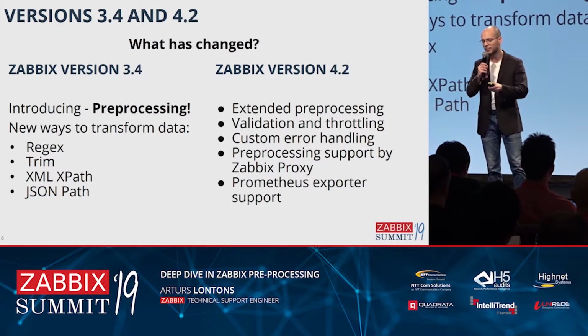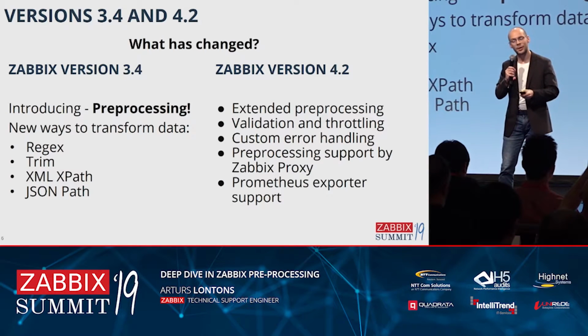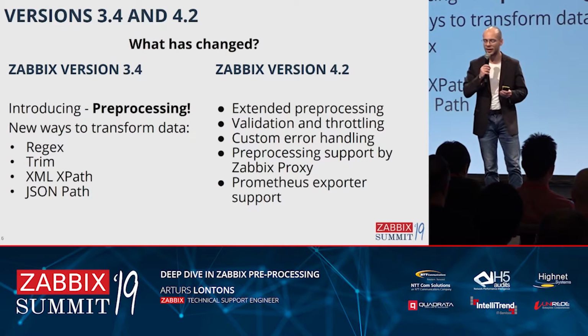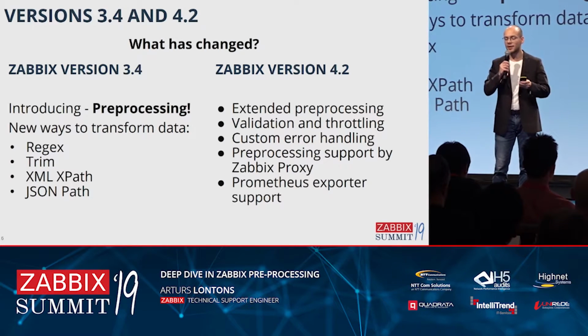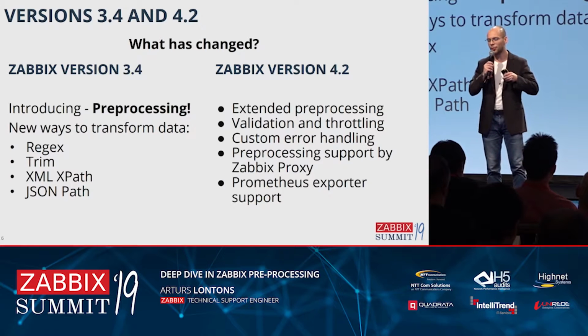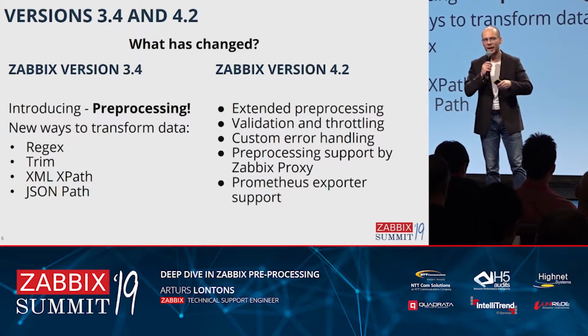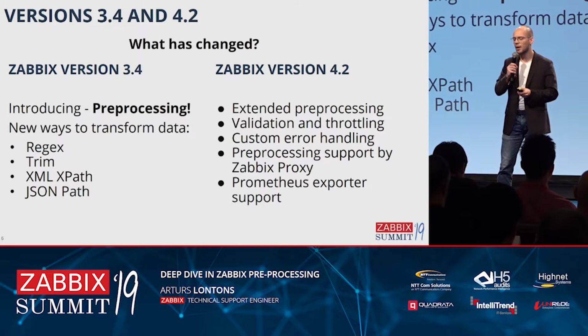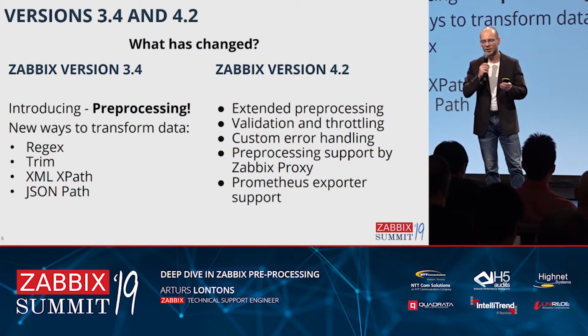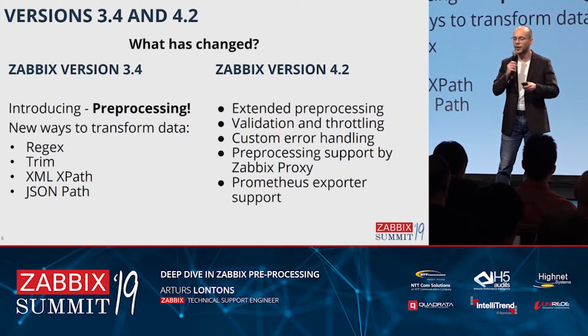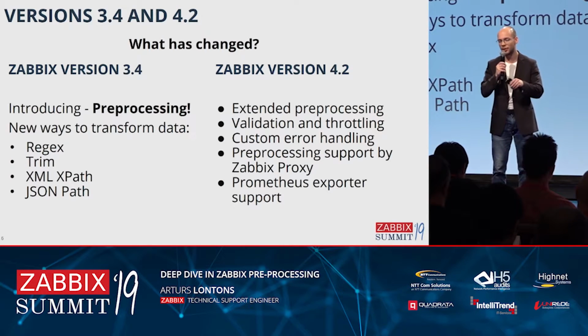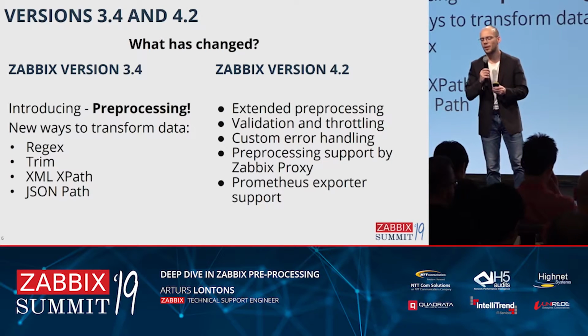Then we evolved even further. We extended pre-processing in 4.2. So for example, in 4.2, you can use JavaScript, which is quite a strong feature, and I will cover that in one of my coming slides. You could use validation rules and throttling to even further improve performance, discard unnecessary data, and validate the data that you currently have. Custom error handling, if you want some custom error display, just for additional human readability, understanding what's going on. And we added pre-processing support by Zabbix proxy, thus removing the performance overhead from the server, reassigning it to the proxy, and untying your hands even further when it comes to scaling up.